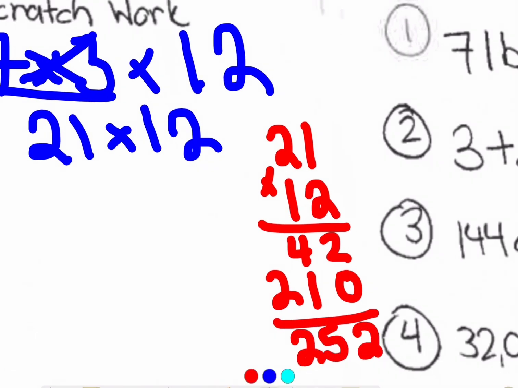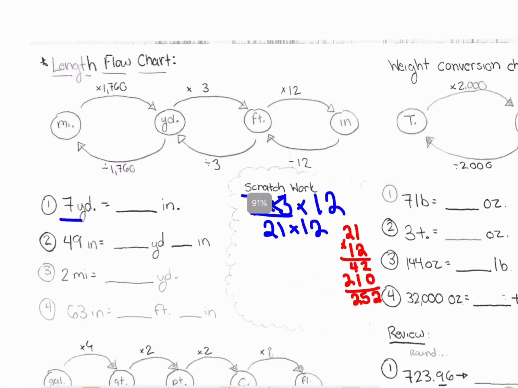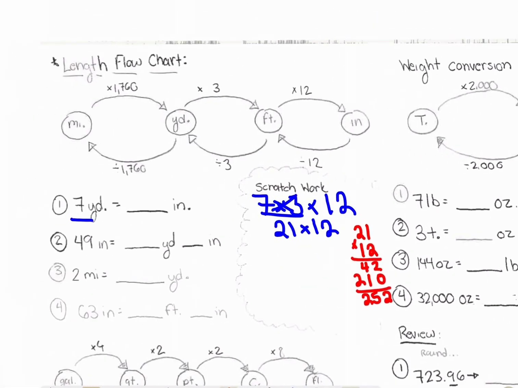So this is saying that in 7 yards there is 252 inches. Now the next one, I'm going from inches the other way to yards. So I'm going to have to do the division. This is not going to be wildly fun, but that's okay.